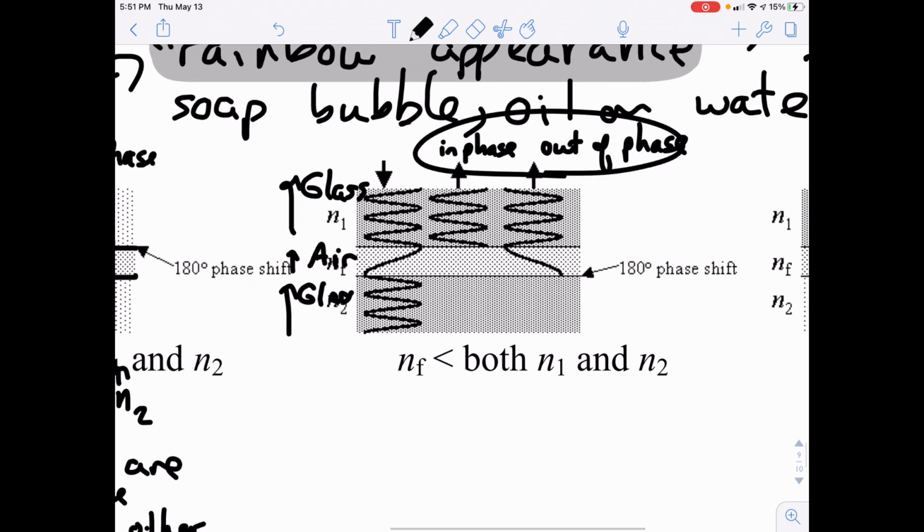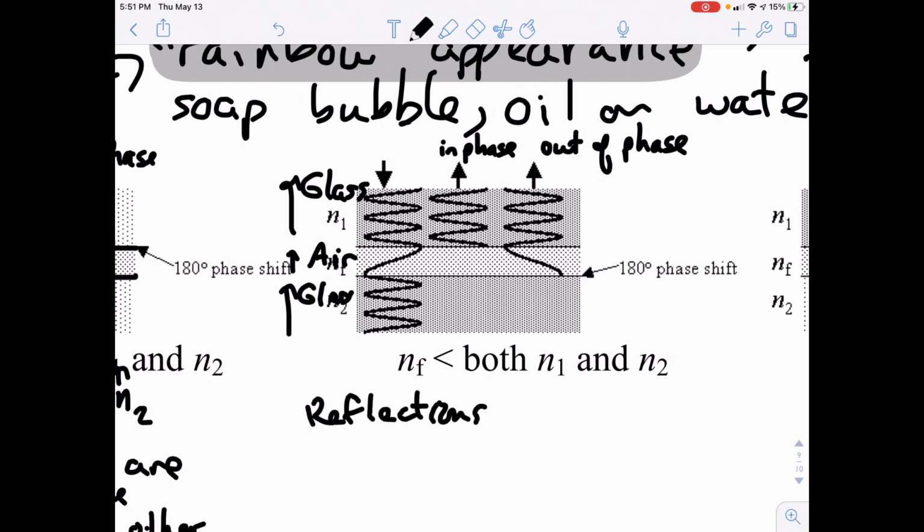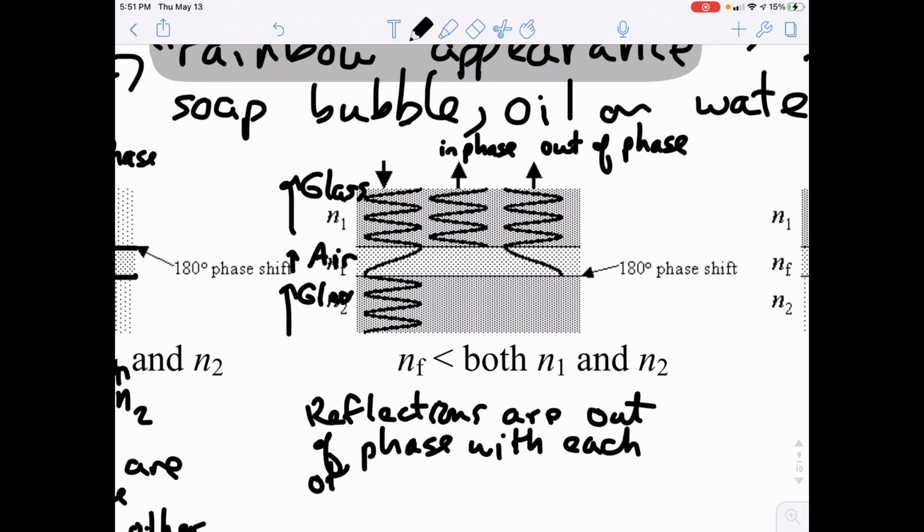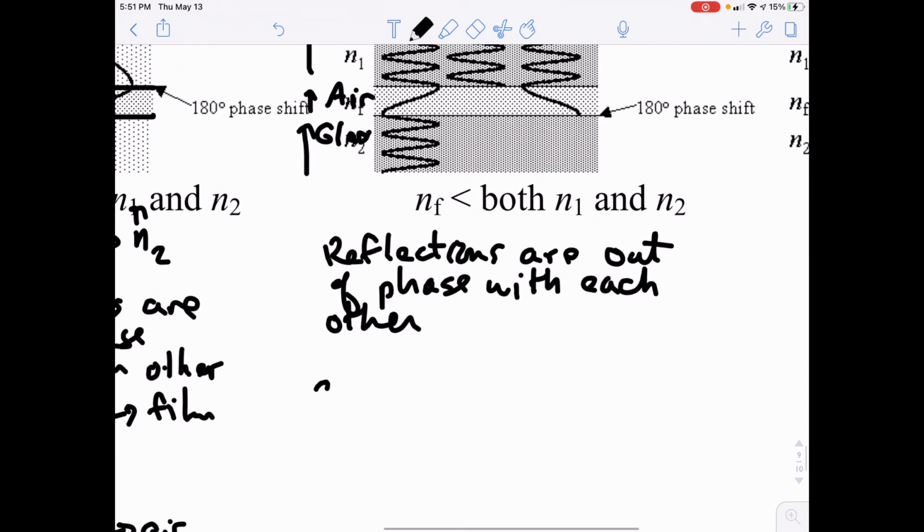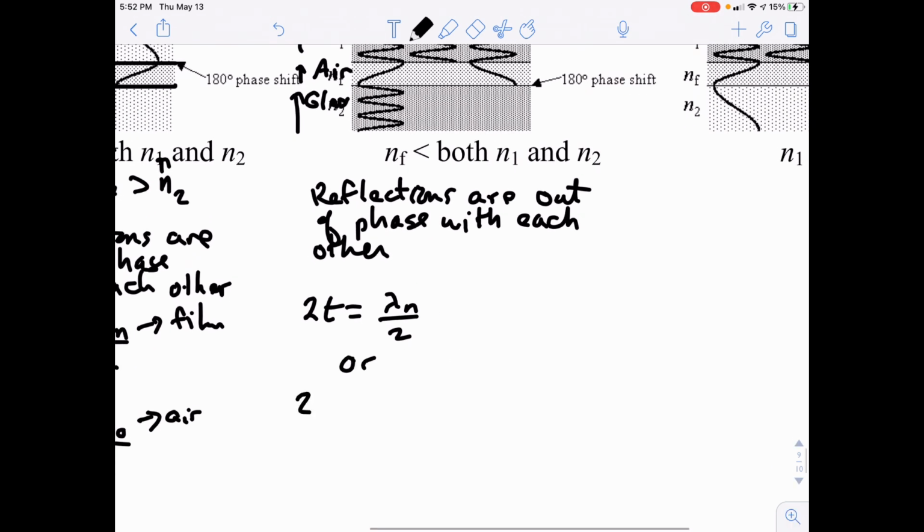Okay, now how do these compare? The reflections are out of phase with each other. This helps us derive the equation. 2t equals half a lambda. Or 2nt equals lambda naught over 2. Depends if we're talking about using the wavelength in the film or the wavelength in air.